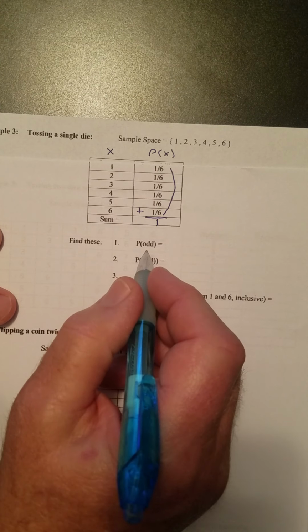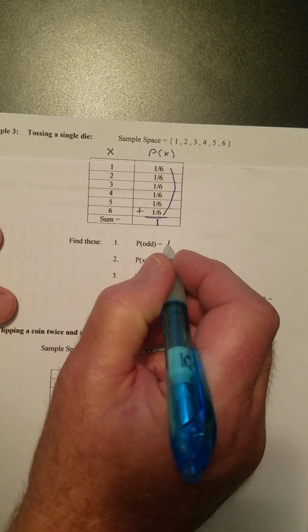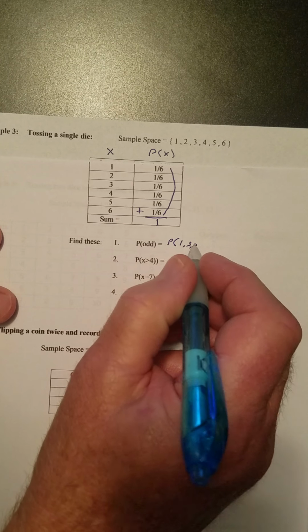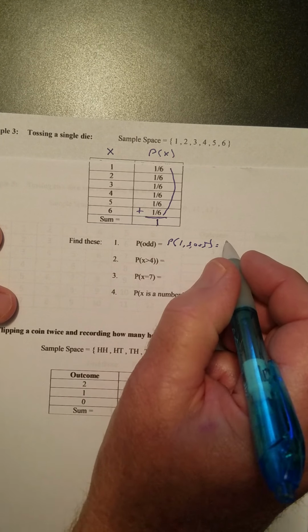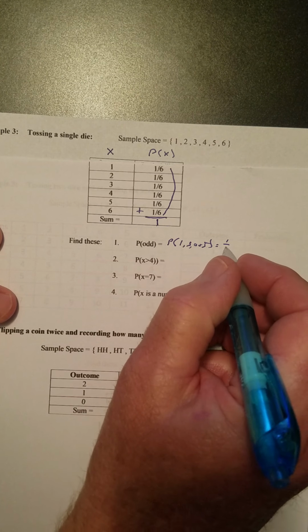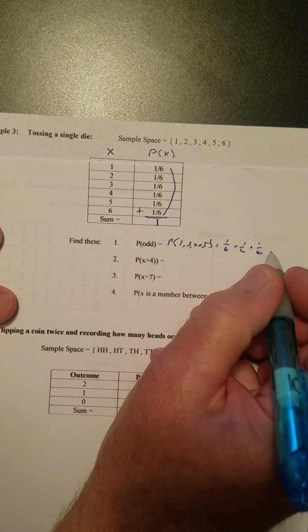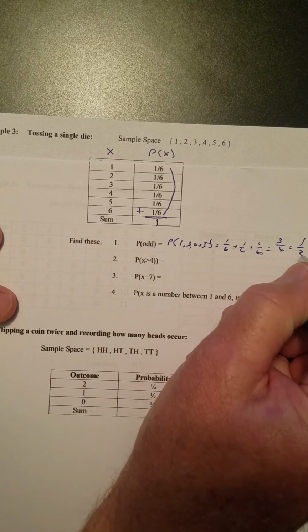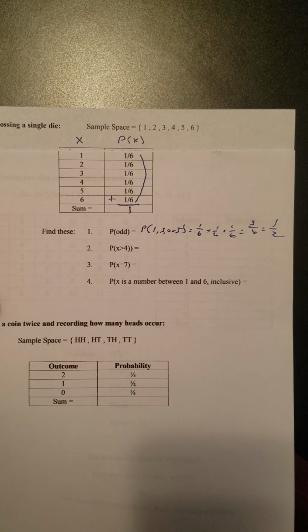Okay, now what's the probability of being odd? Well, you could think of that as 1 or 3 or 5. And what you find out is or means add, so we're going to take 1/6 plus 1/6 plus 1/6. That's going to be 3/6, which is 1/2. And that's what you'd expect. Half the time it's odd, half the time it's even.